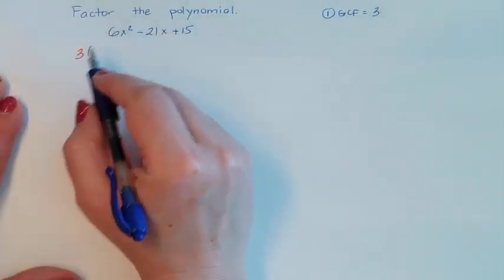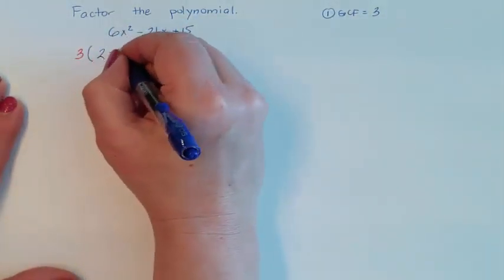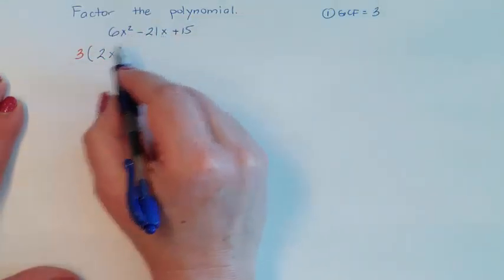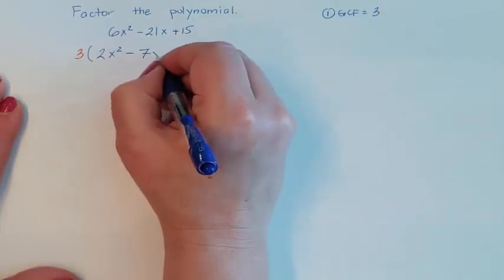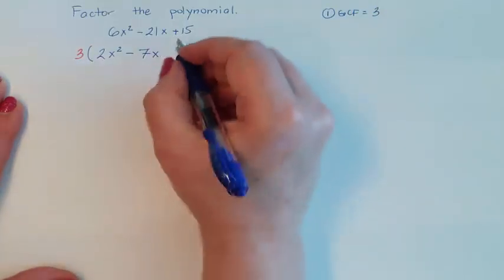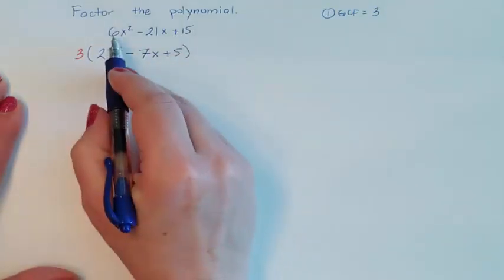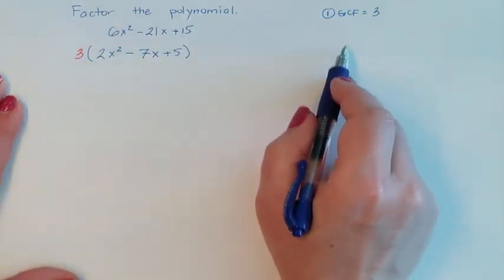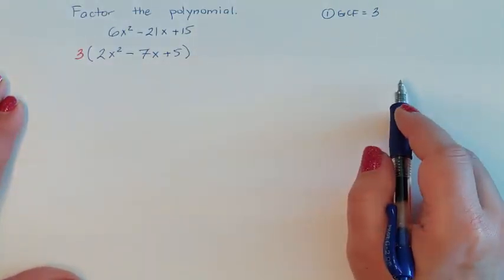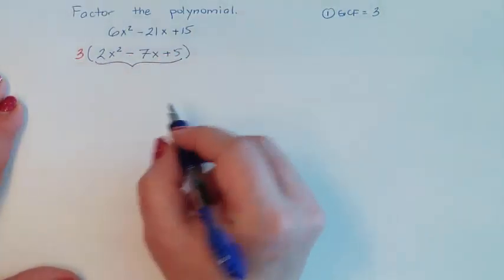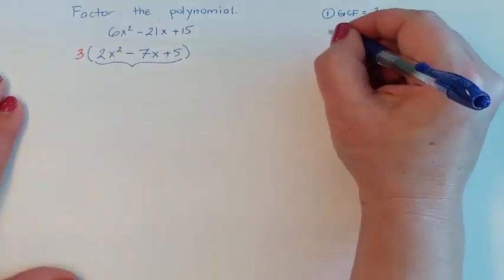So 6x squared divided by 3 is a 2x squared. Negative 21x divided by 3 is a minus 7x. Positive 15 divided by 3 is a positive 5. If you struggle with the division, then you should make your lists and see what your leftovers are. So this right here is now the polynomial that I need to look at.